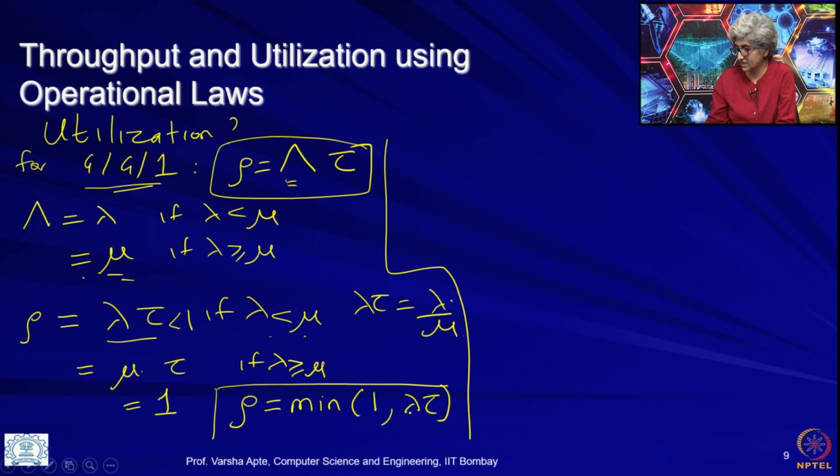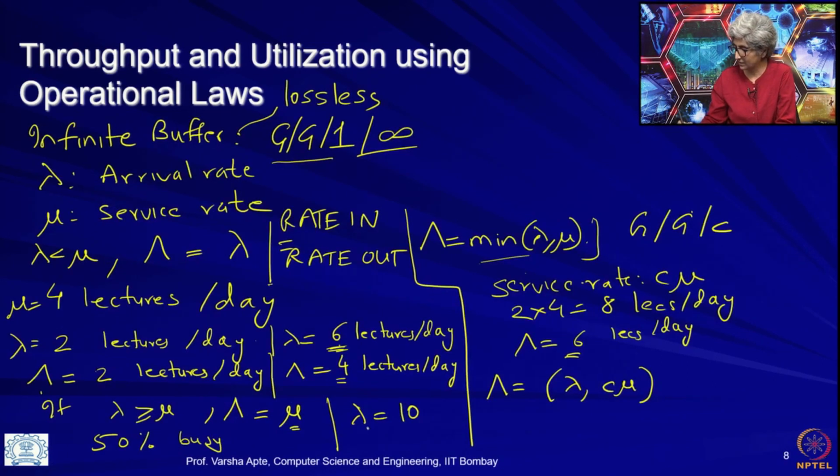If lambda tau is less than 1, then the utilization is lambda tau. If lambda tau is greater than or equal to 1, like here, if I try to use the formula and do lambda tau, that will be equal to 6 multiplied by 1 by 4, and this will be greater than 1. Then you cannot say utilization is greater than 1. Remember, utilization is the fraction of time a server is busy. So, a fraction means it can only be from 0 to 100%.